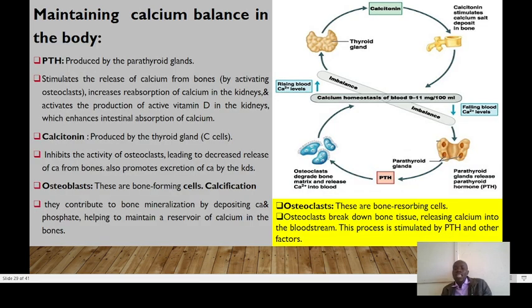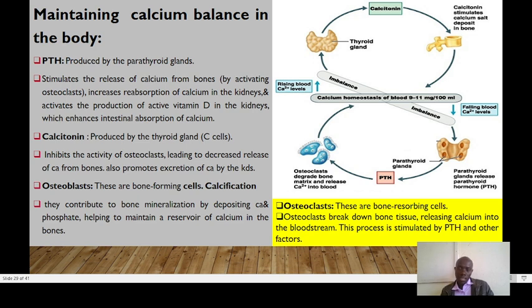We have to maintain the calcium balance in our bodies, and two hormones are very important for that: the parathyroid hormone, PTH, and the calcitonin hormone. Parathyroid hormone is produced by the parathyroid glands, and it stimulates the release of calcium from bones by activating the osteoclasts. It also increases reabsorption of calcium in the kidneys and activates production of active vitamin D in the kidneys, which enhances intestinal absorption of calcium. In short, PTH increases the level of calcium in blood.